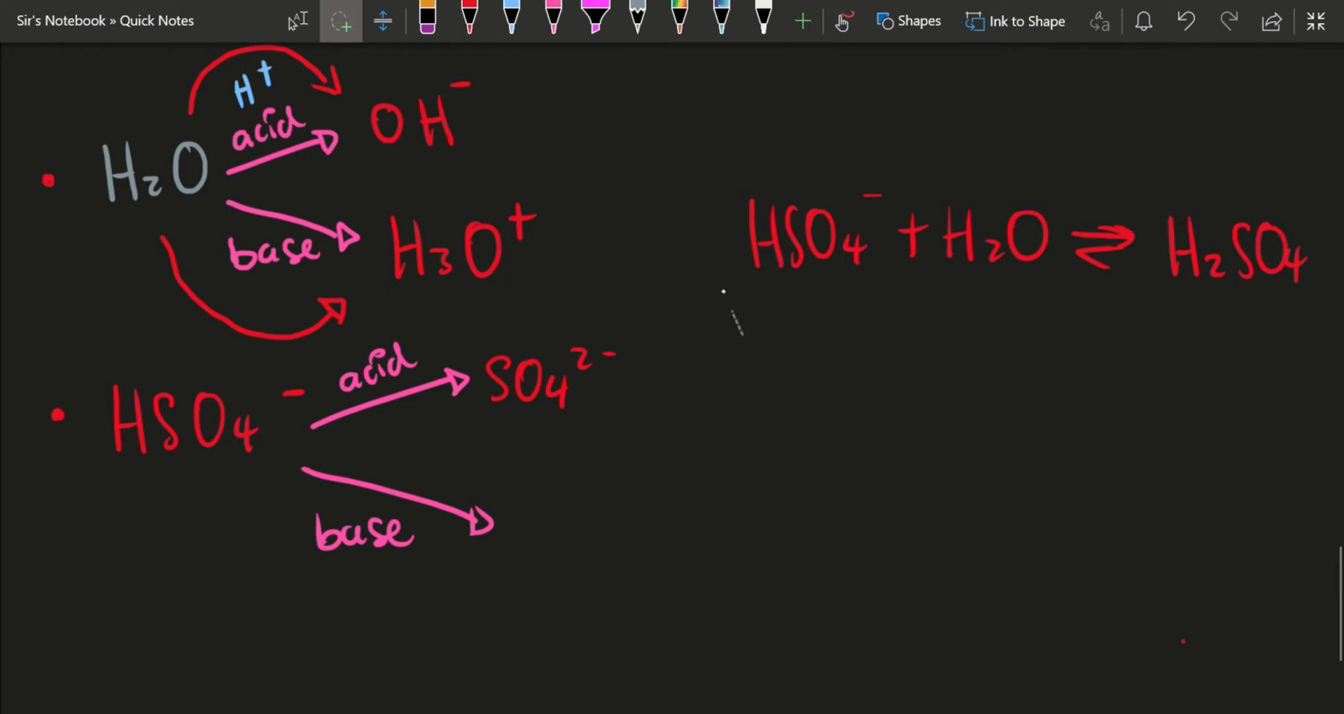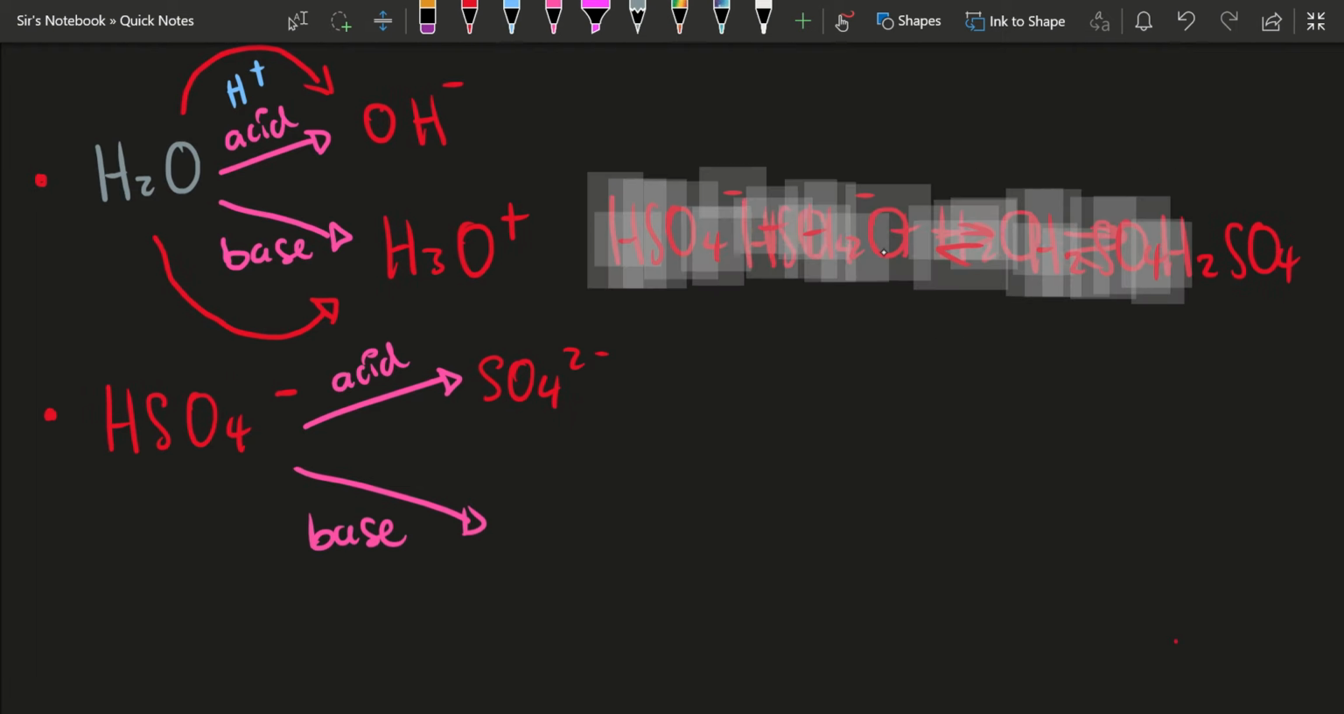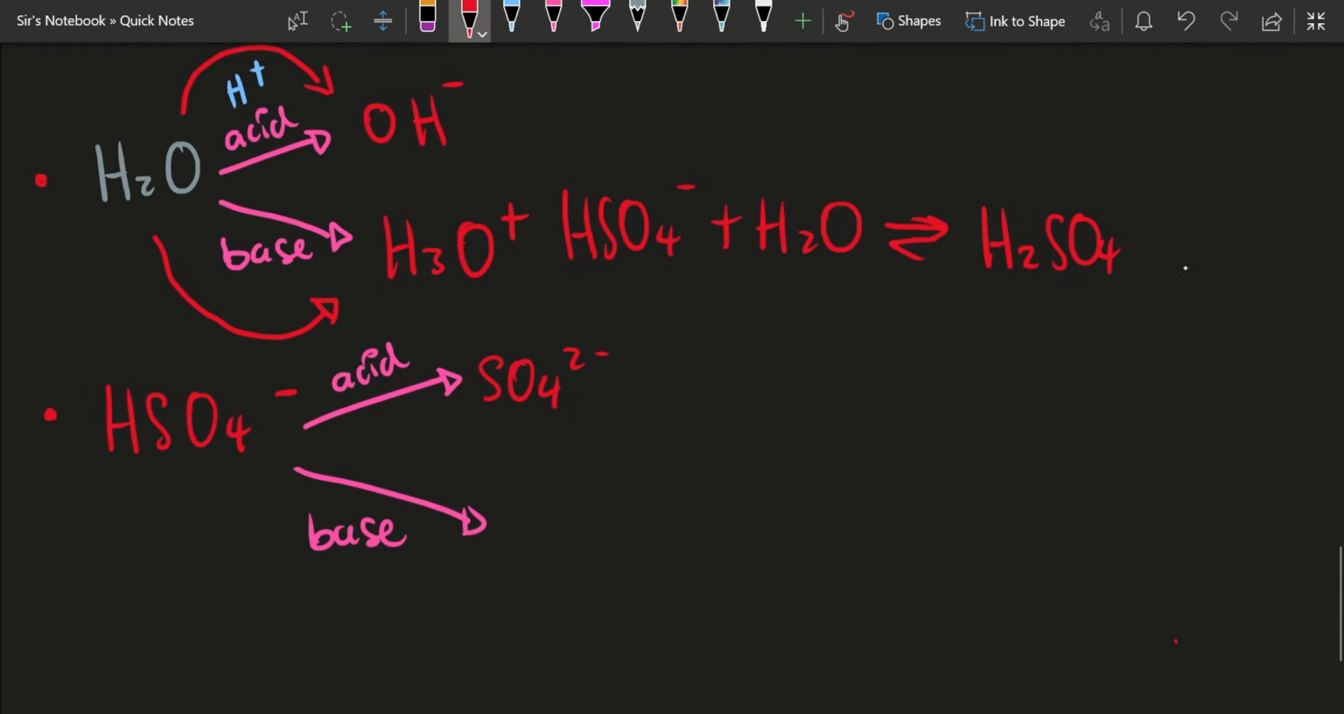Just bring this to the side. So you would get H2SO4 plus a hydronium ion, right? So when it acts as a base, you get H2SO4 plus a hydronium ion. So here's HSO4 minus. What did it do? It got a proton, right? And then it formed H2SO4. So that's your answer. What happens when HSO4 minus becomes a base?